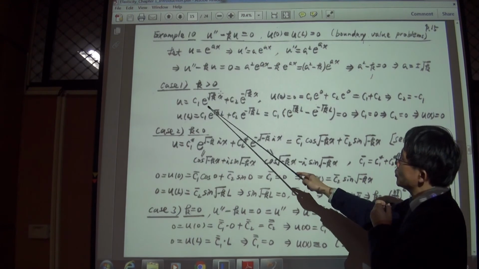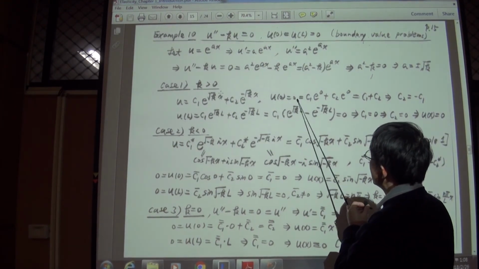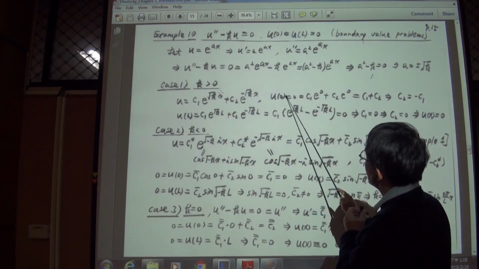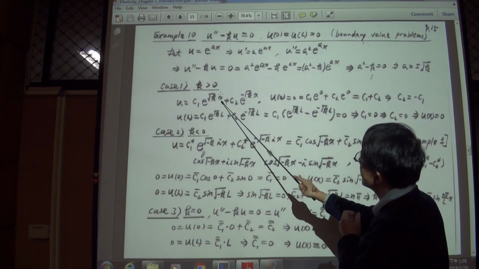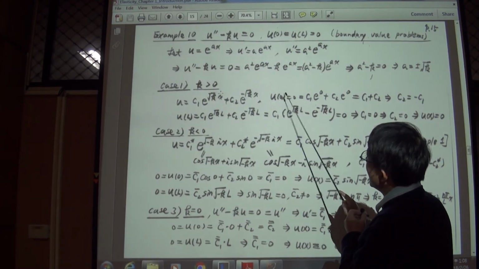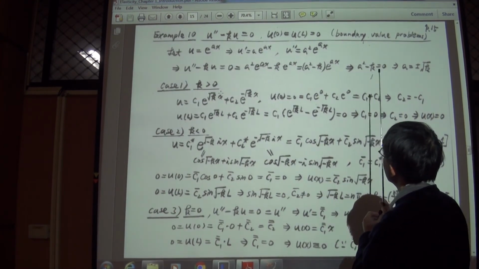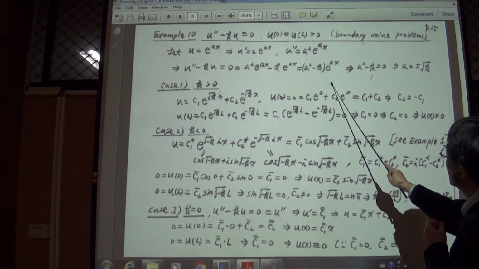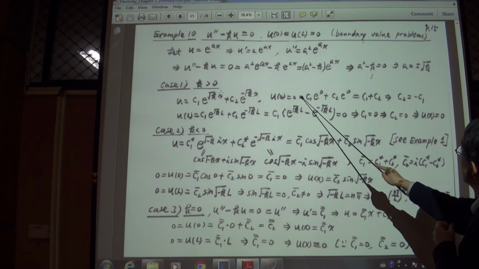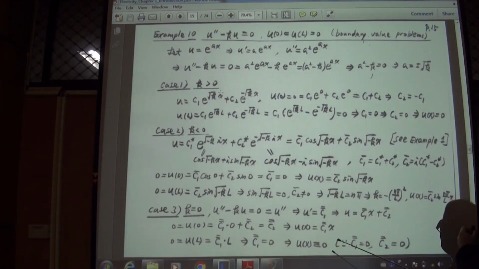Now, once you get the solution, you put the boundary condition here. U(0) equals 0 means that x equals 0 should be put inside. Okay, x equals 0 here, and then x equals 0 in this one, and x equals 0 in this one. And this one equals 1, this equals 1. So we have C1 plus C2 equals 0. Okay, so C2 equals minus C1.